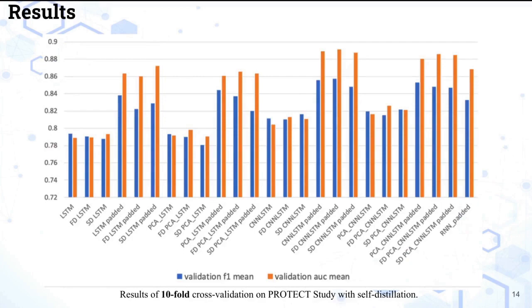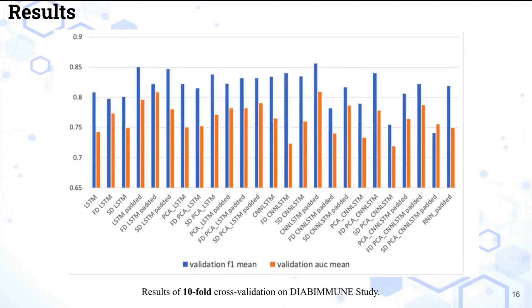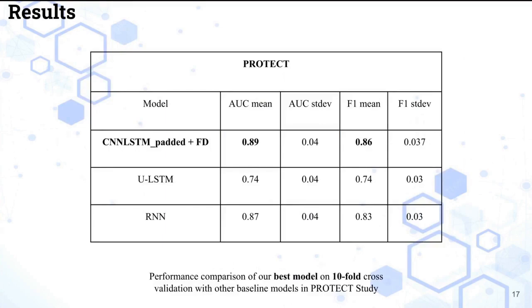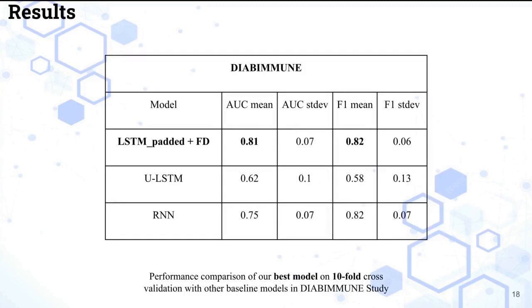In this result, we can see that first distillation and second distillation tend to increase the performance of the model, and the best performing model is CNN-LSTM pattern and sequence with first distillation on the PROTECT study in tenfold cross-validation. As for the DIPIMMUNE, the LSTM pattern in sequence with first distillation achieved the best performance. We also compare our model's performance with other deep learning methods that focus on longitudinal gut microbiome data as well. We'll call them ULSTM as they don't have a name for their method. And our best performing model was able to surpass their model. In the DIPIMMUNE study, our best performing model was also able to surpass their model.